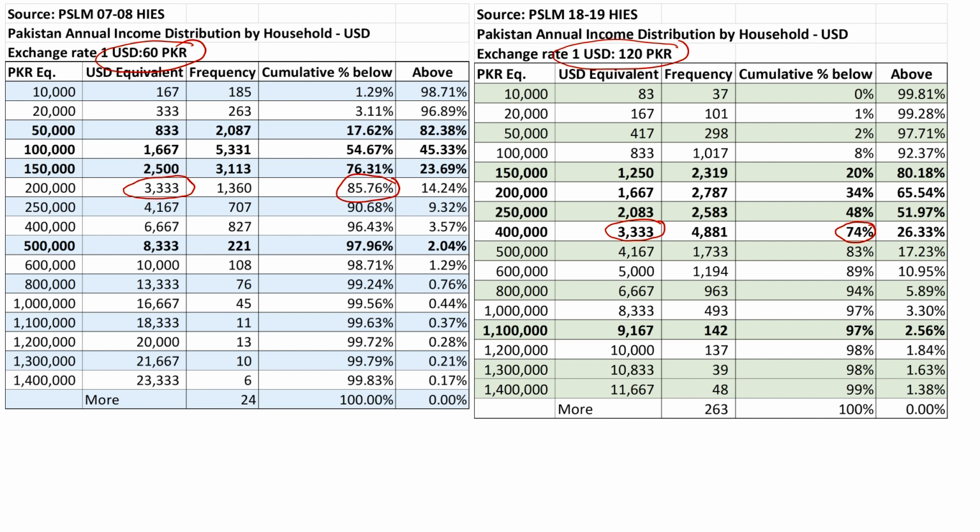Look at it from a different perspective. In 7 and 8, 85% of the population earned less than $3,000, and 14% of the population earned more than $3,000. In 18-19, 74% of the population earned less than $3,000, and 26% earned more than $3,000. Look at the $6,000 segment, 6,667. In 7 and 8, 96% earned less, 3.5% earned more. In 18-19, it's 94% and 5.89%.